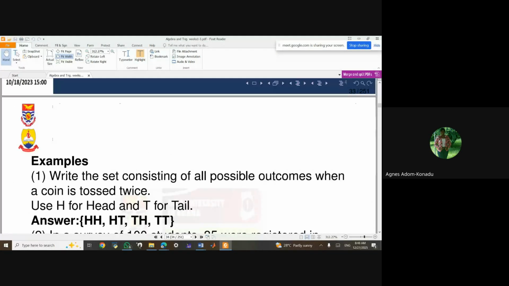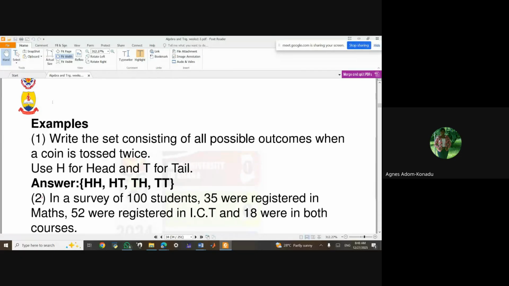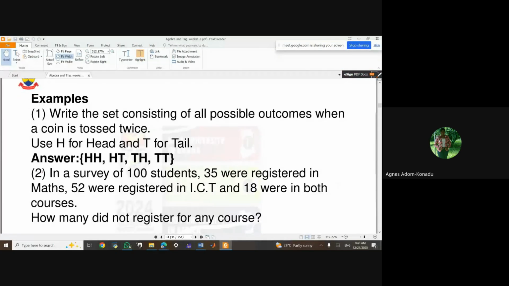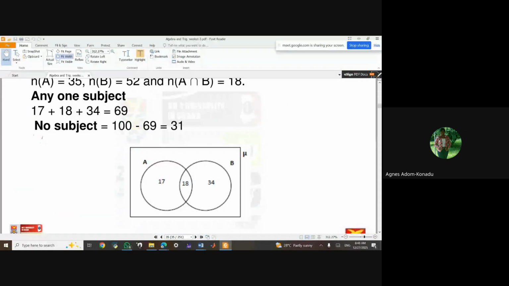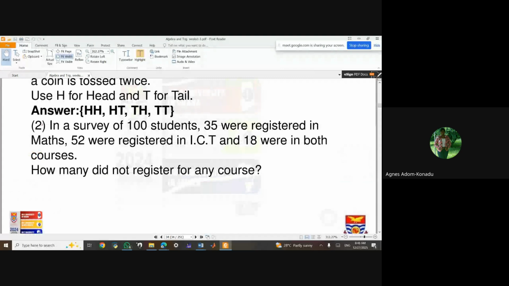Okay, so there's another example here. These are examples. You can take your time and go through them. You have 2 examples. You can just look at them.